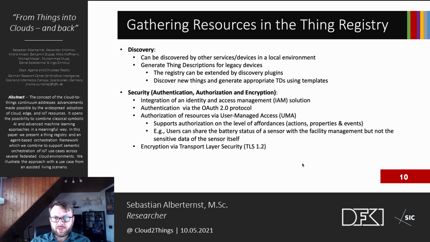The registry integrates various security mechanisms like authentication, authorization, and encryption. An identity and access management solution is integrated into the registry to provide authentication via the OAuth 2 protocol as well as authorization of the resources via the user-managed access protocol. We support authorization down to the level of affordances, meaning actions, properties, and events. For example, a user can share the battery status of a sensor with the facility manager, but not the sensitive data of the sensor itself. We also support encryption via the transport layer security.